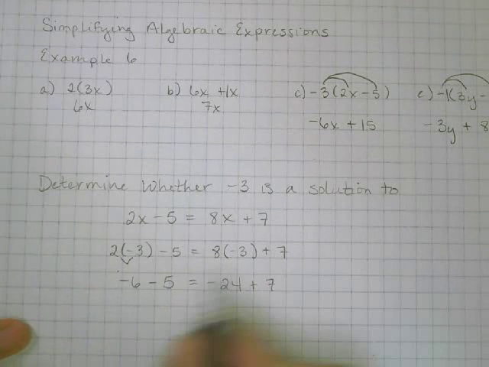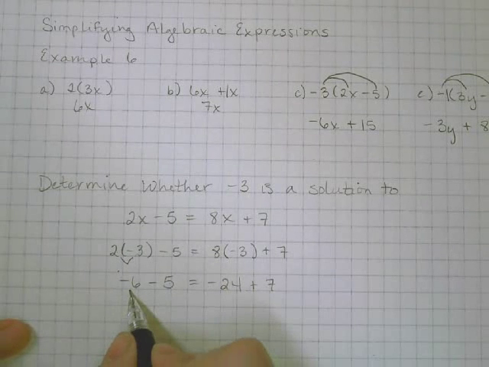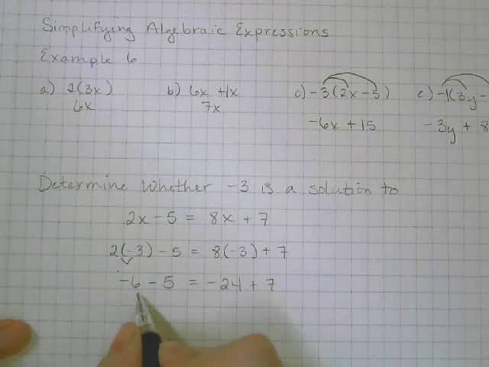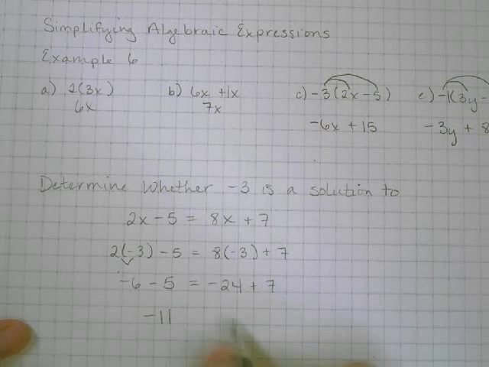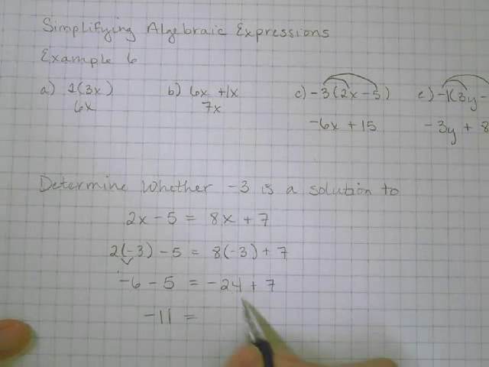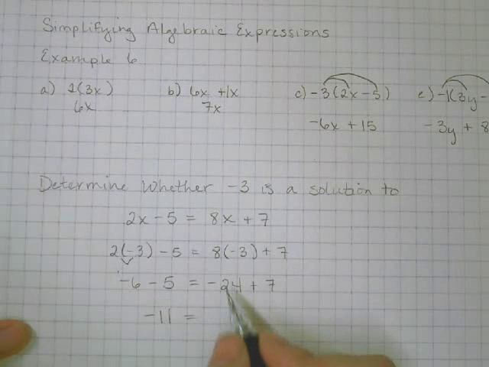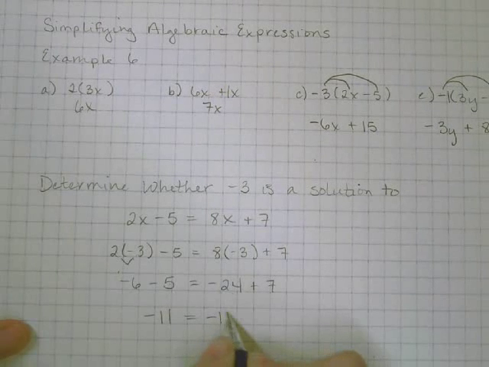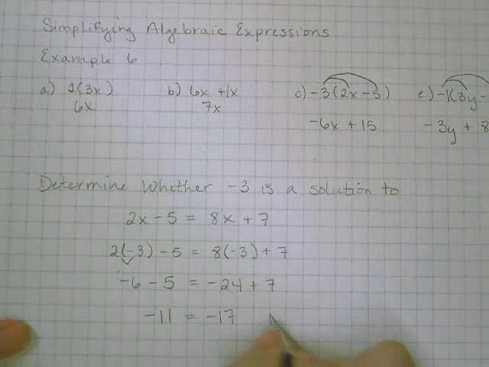Negative 6 plus negative 5, or negative 6 minus 5, is negative 11. Negative 24 plus 7, the difference between 24 and 7, so 24 minus 7 is 17. Because 24 is the bigger number and it's negative, this is negative 17. So no, this is not a solution.